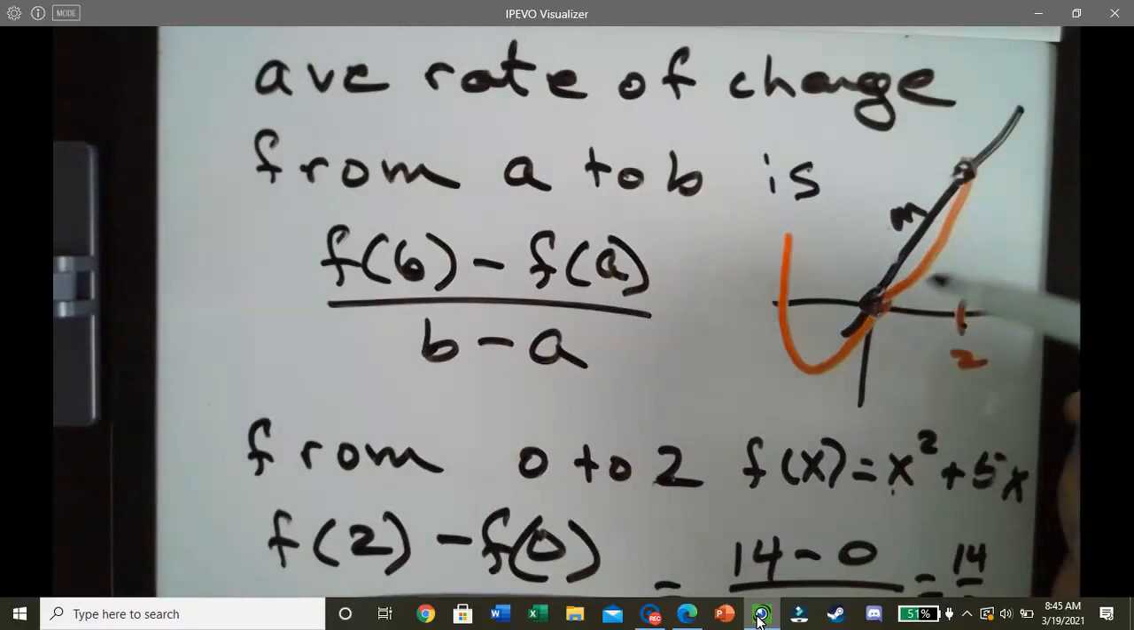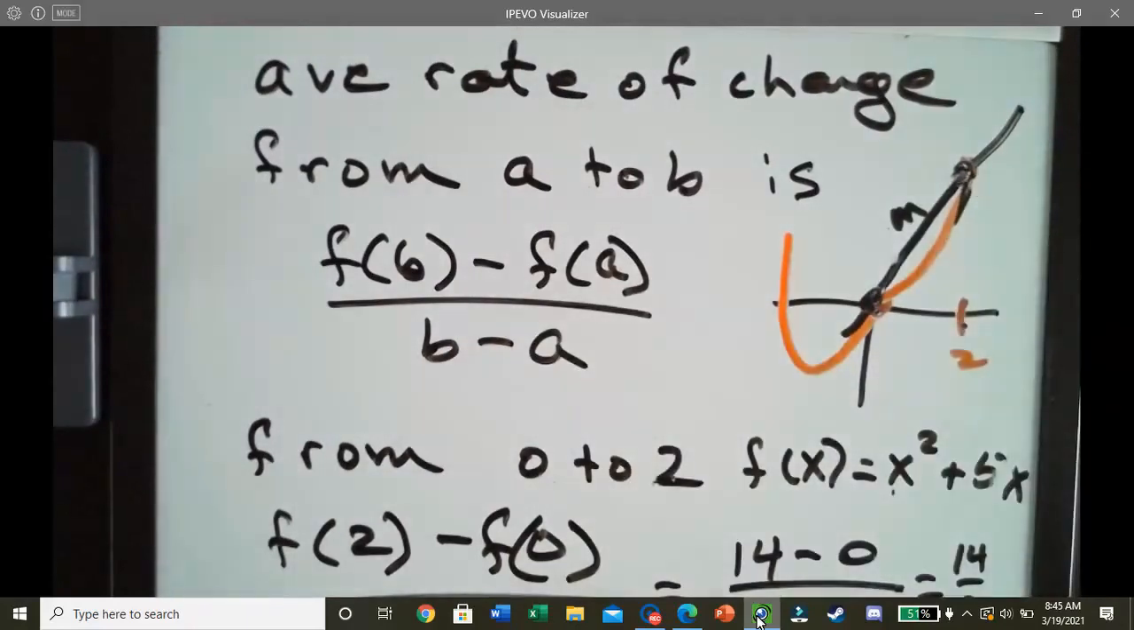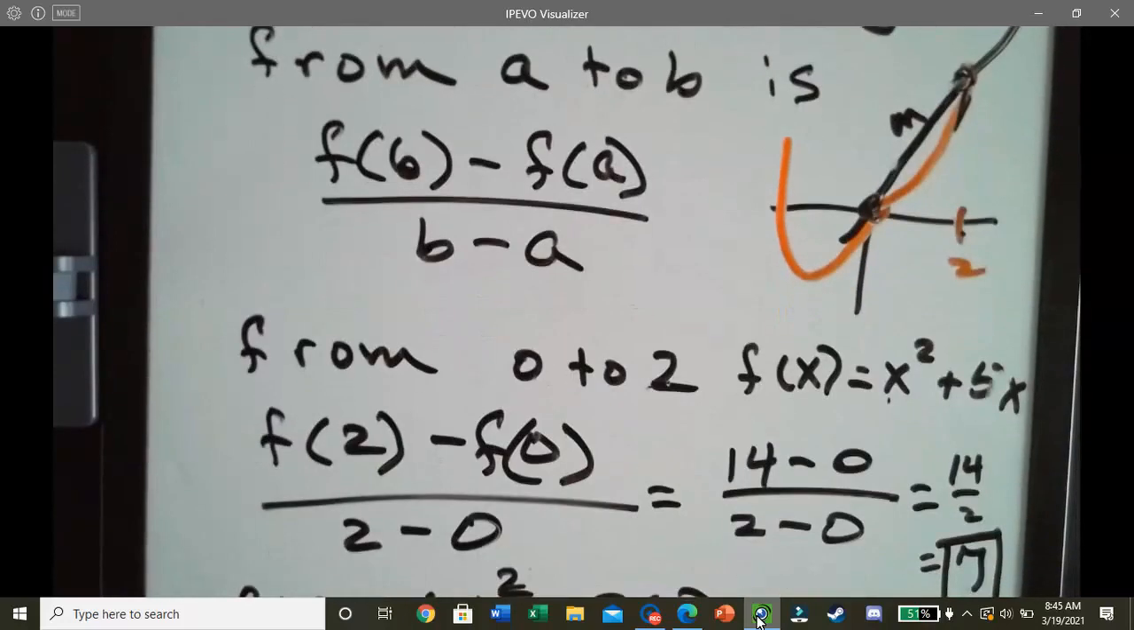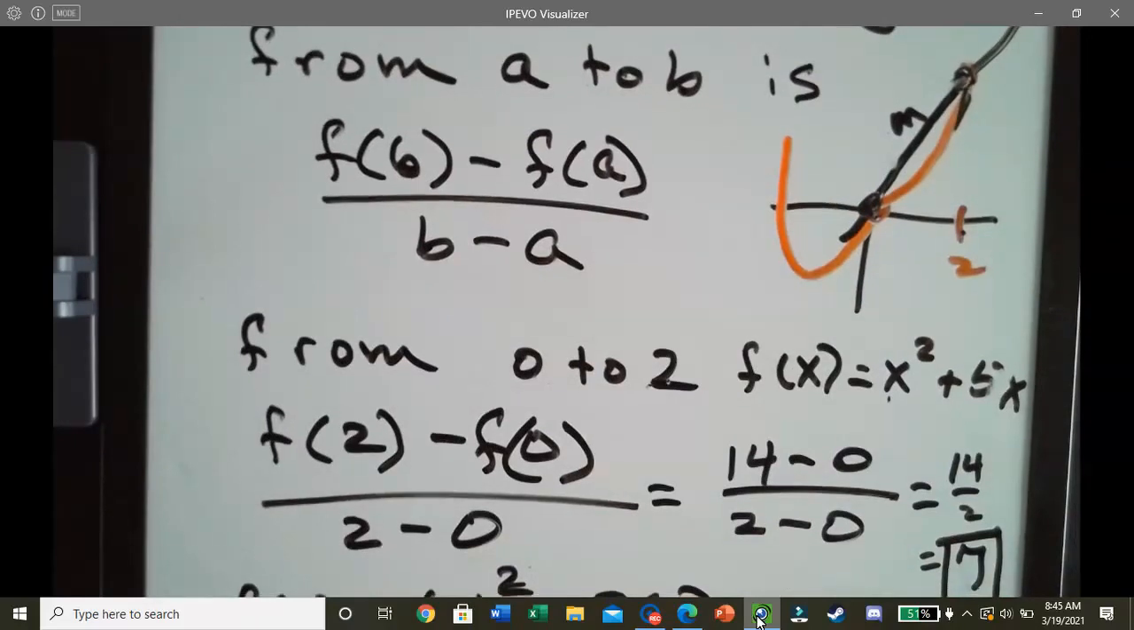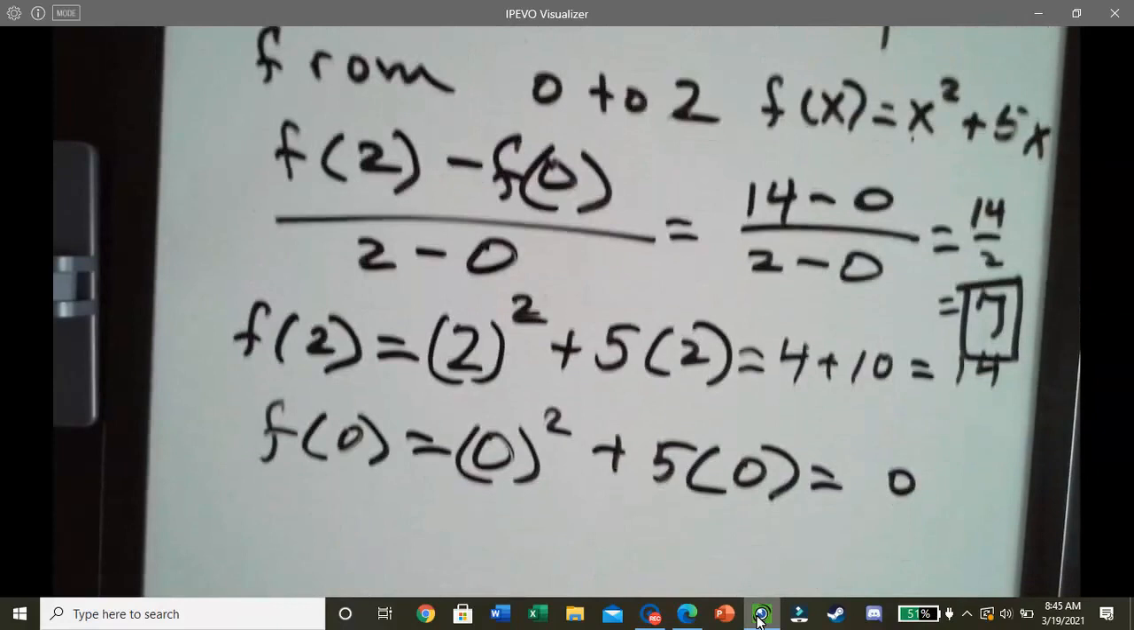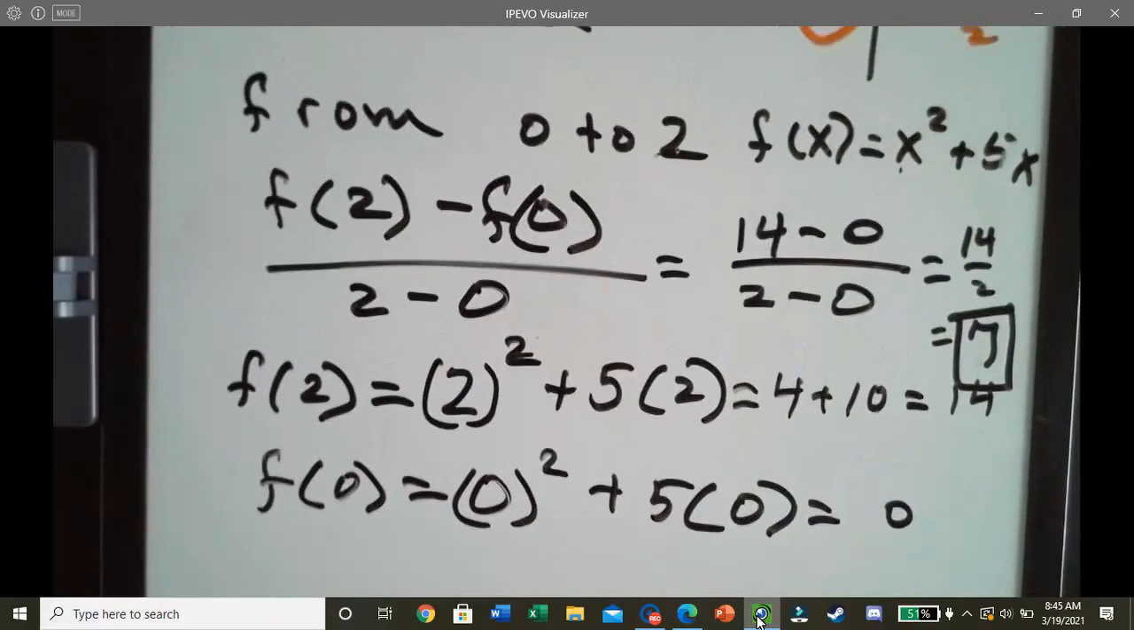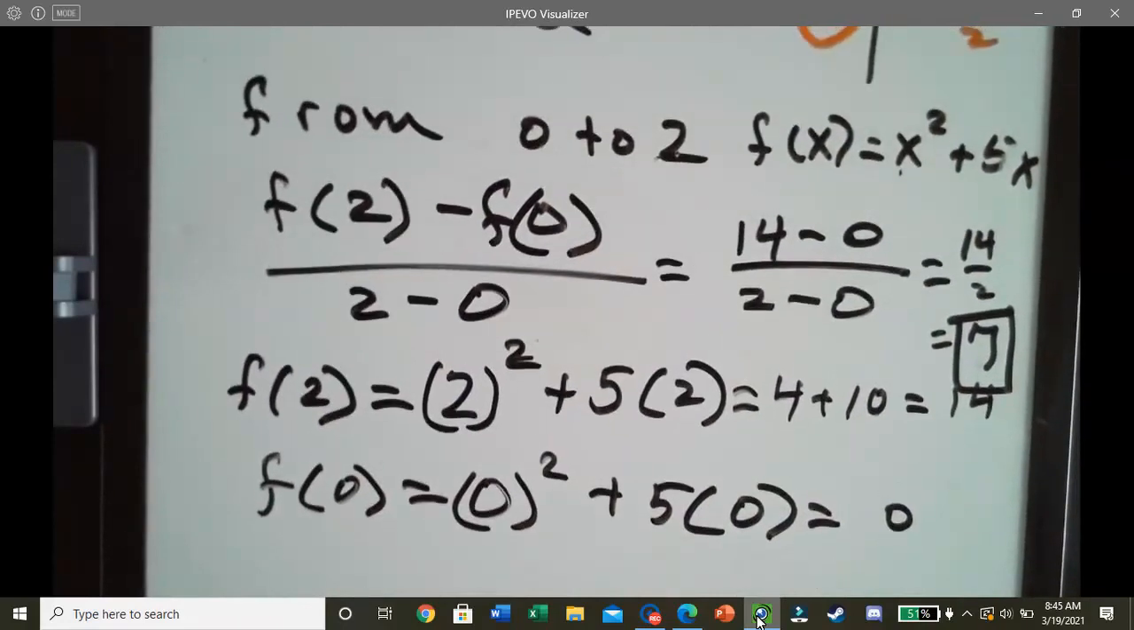So what this means is our slope between these 2 points on this curve is 7. Up 7, right 1. Okay, so that's a pretty steep slope. So that's all the average rate of change is: slope. Okay? Questions there? We good?